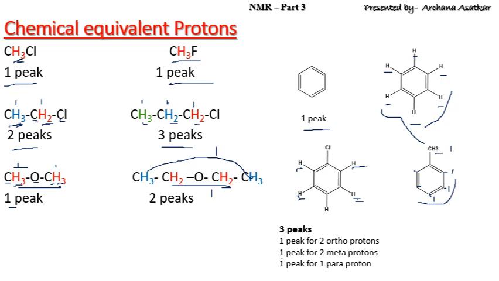So these two meta protons are similar, and they will give one peak. And the one para proton is para to the chlorine, and that's why it will face another kind of chemical environment as compared to the ortho and meta protons. So this para proton will give one peak, and thus for chlorobenzene we will get three peaks in total.